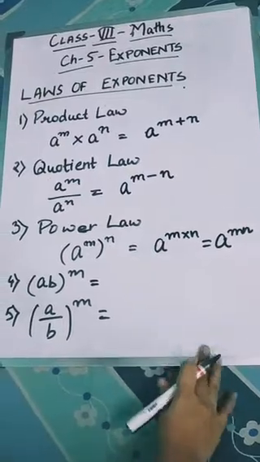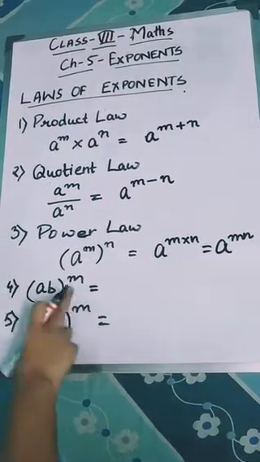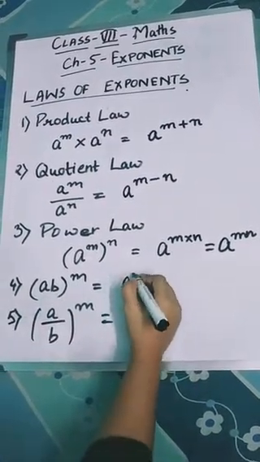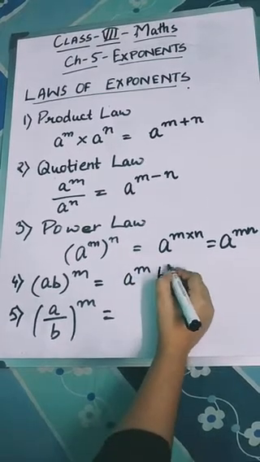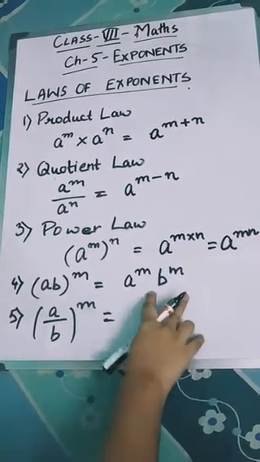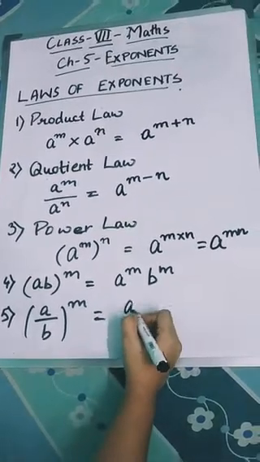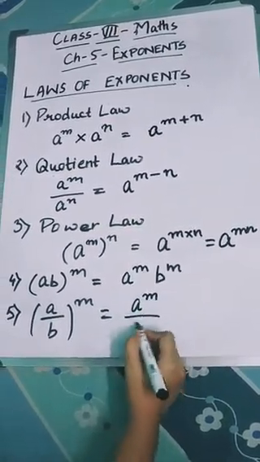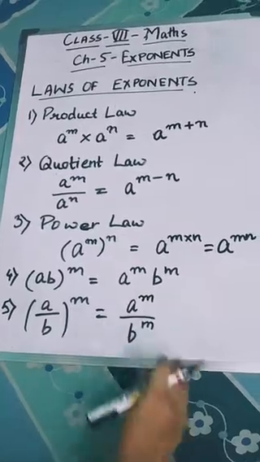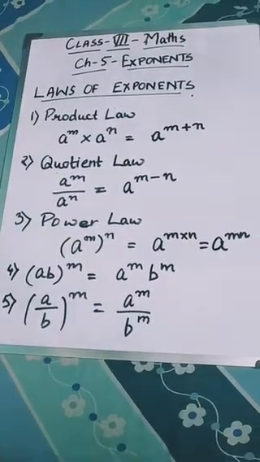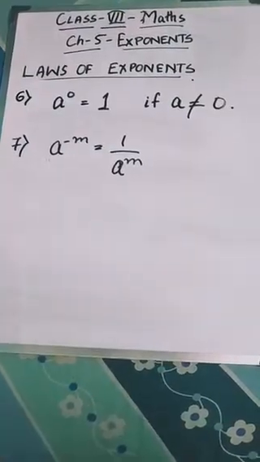Both are the same. Now (ab) whole to the power m means a also has the power m and b also has the power m. Both will have the same power. (a by b) whole to the power m means the same thing: a to the power m by b to the power m. So these are the laws that you have to remember and write down in your copies.